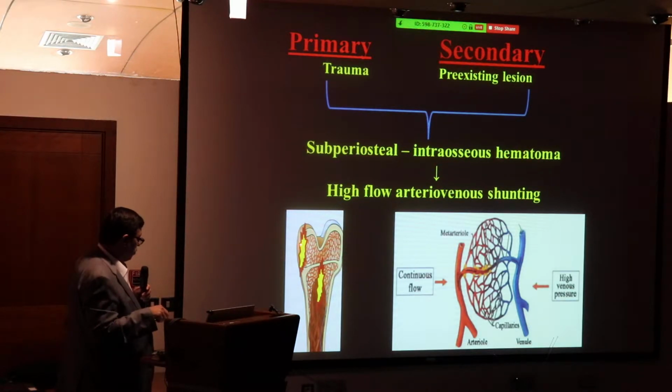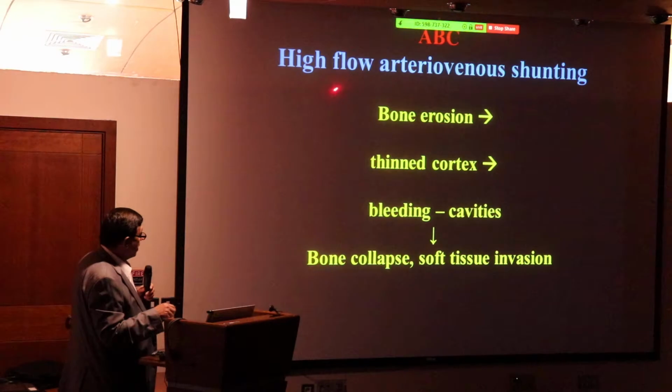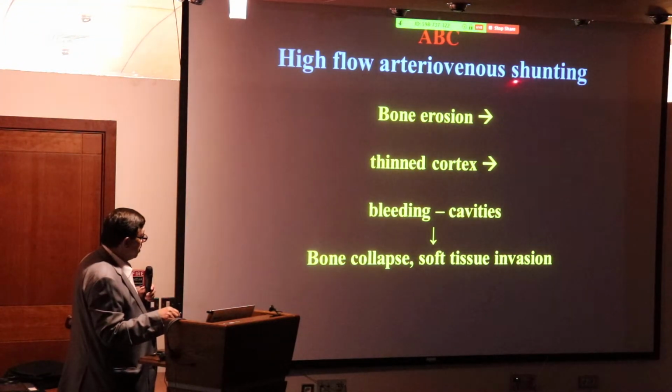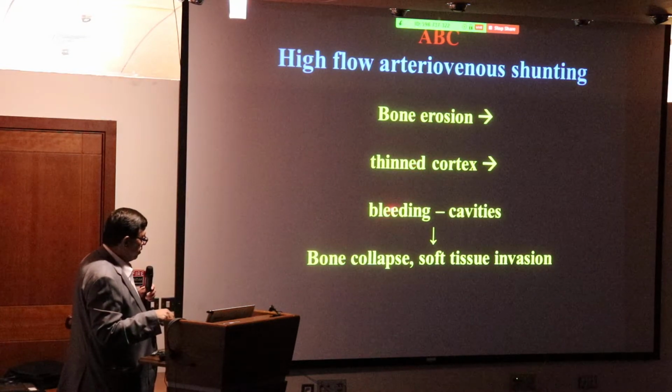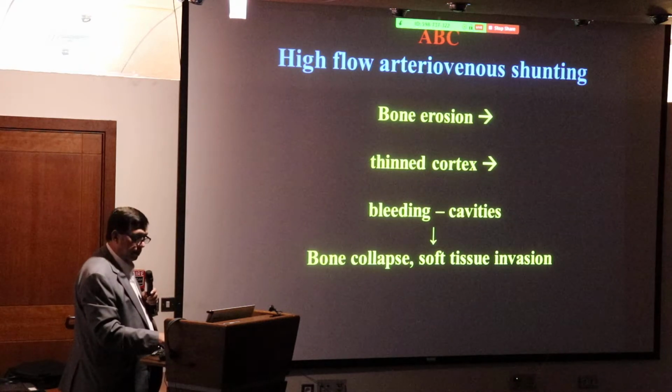So minor or major trauma causes this little hematoma, supraosteal or inside the bone, and then a high-flow arteriovenous shunting develops inside the bone like this. Once that happens, the bone will get eroded, so there will be thin cortex, there will be bleeding, and there will be cavities, and these cavities are full of blood. Then the bone collapses and soft tissue invasion begins. So it's not an easy pathology.